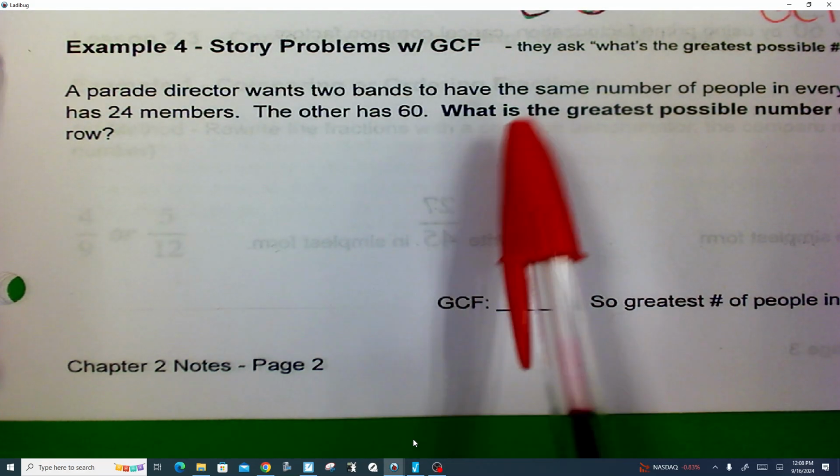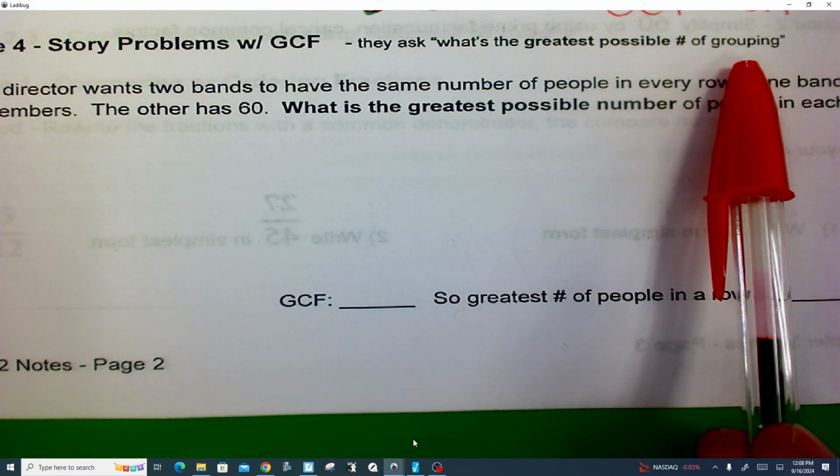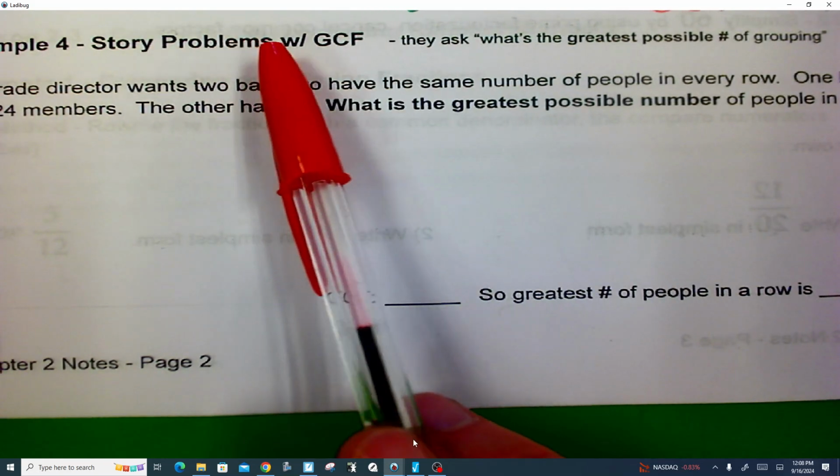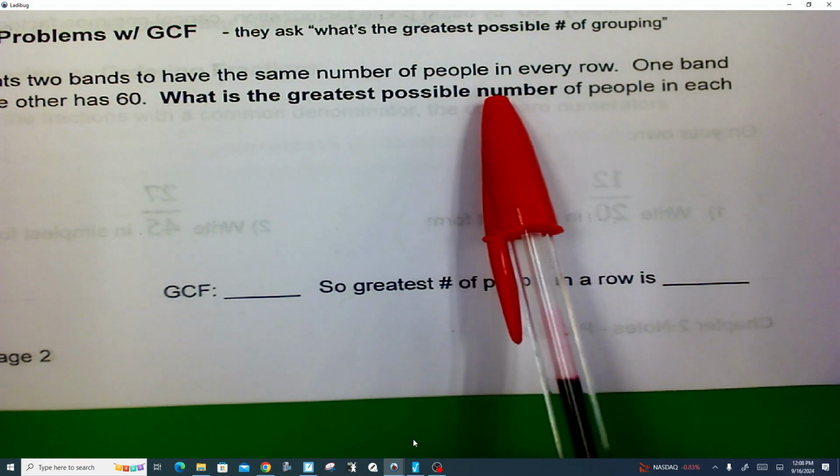How do we do story problems when they say, what's the greatest possible number of? Well, usually that's a huge hint that it's a GCF. So what's the greatest possible number of people in each row?